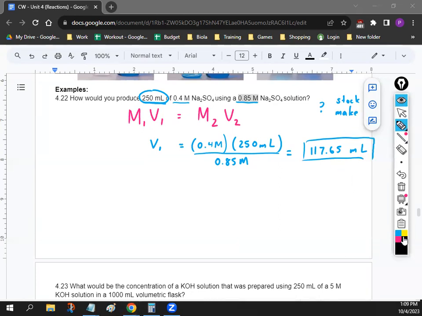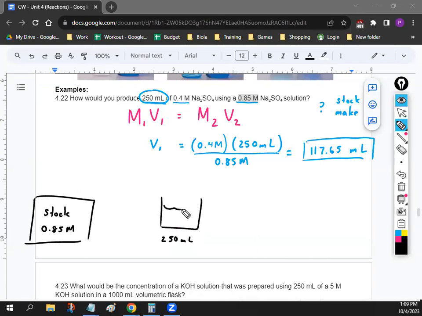So what these numbers basically tell us is, hey, we have our stock solution. And our stock solution is 0.85 molarity. That makes sense? This is our OG solution. This is our stock. Now, you want to make a solution that's 250 milliliters, right? And is 0.4 molarity. That's basically the premise of the problem. You have a stock which is 0.85, but you want to make something that's a little bit weaker.